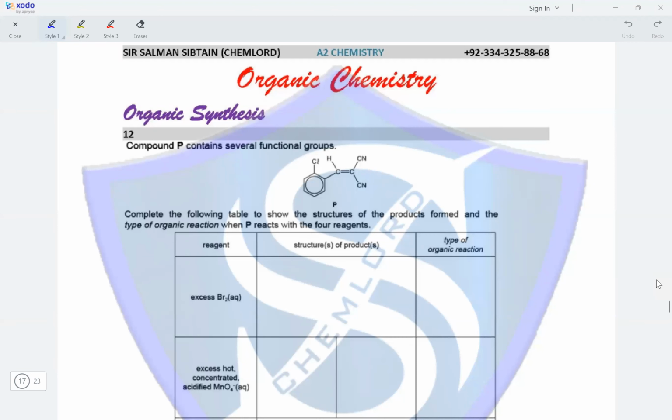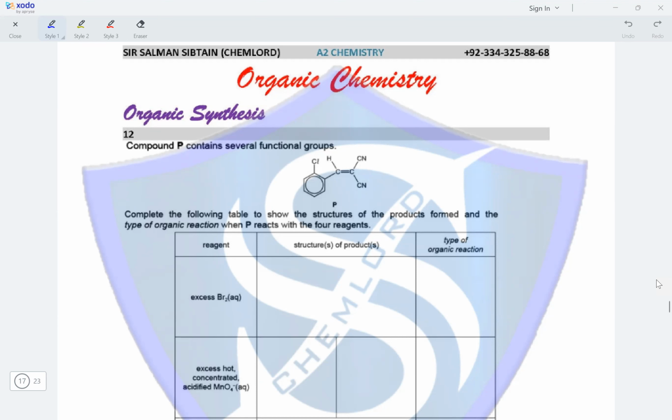Question 12. Compound P contains several functional groups. Okay, so we've got chlorobenzene, we've got alkene, and we've got two nitrile groups. Complete the following table to show the structure of the products formed and the type of organic reaction when P reacts with the four reagents.